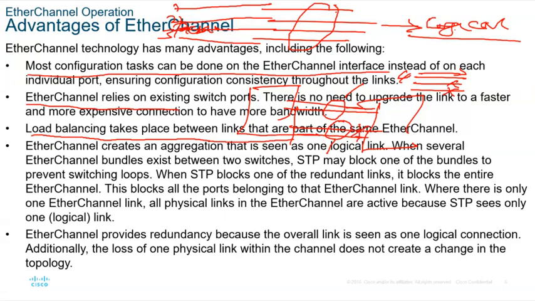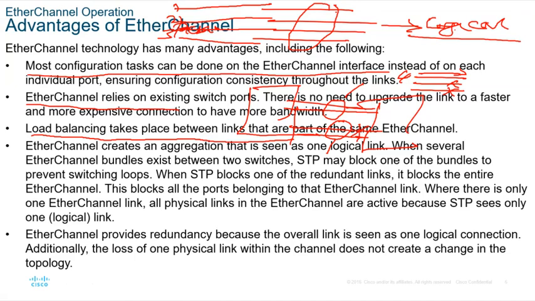And if this logical link is to be blocked, then automatically all the physical links that are contained within this logical link are going to be blocked. EtherChannel provides redundancy because the bundled link is seen as one logical connection. Additionally, the loss of one physical link within the channel does not create a change in the topology.